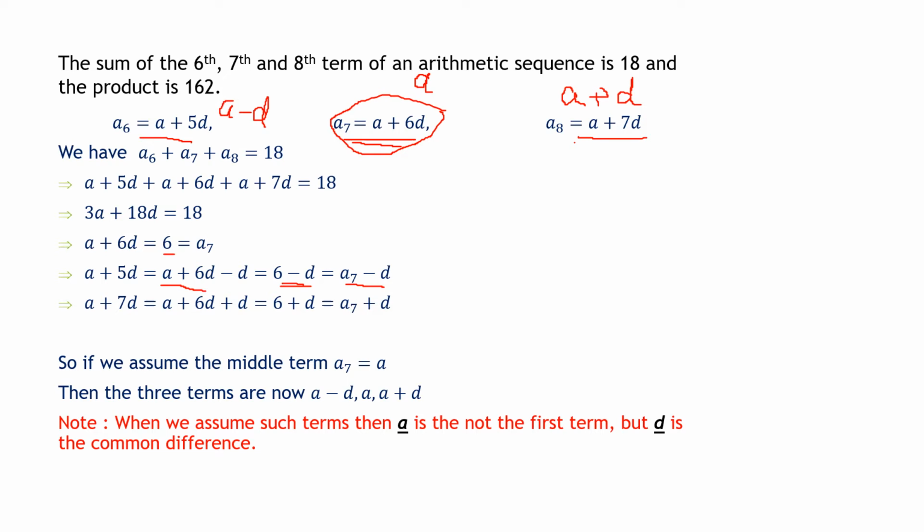Now what is further given to us? On multiplying these three terms, we get 162.